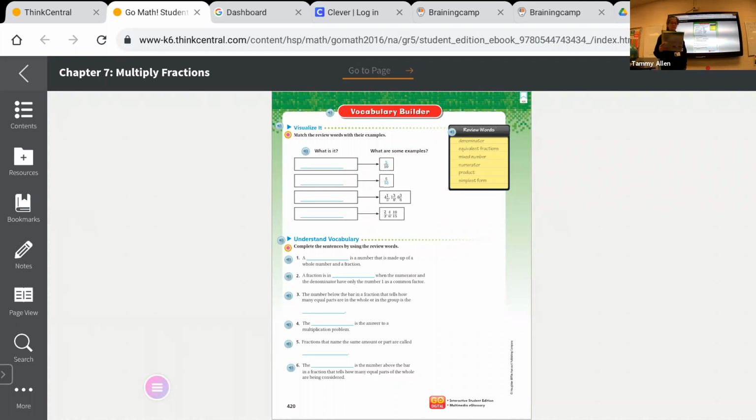And for the vocabulary, number 1 was mixed number. Number 2 was simplest form. Number 3 was denominator. 4 was product. 5 was equivalent fractions. And 6 was numerator.